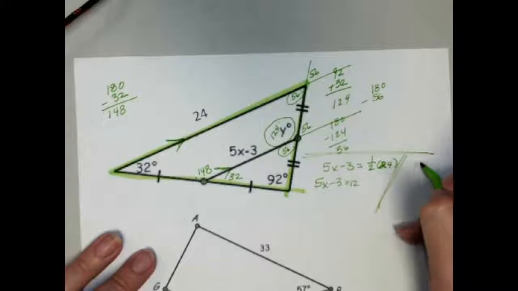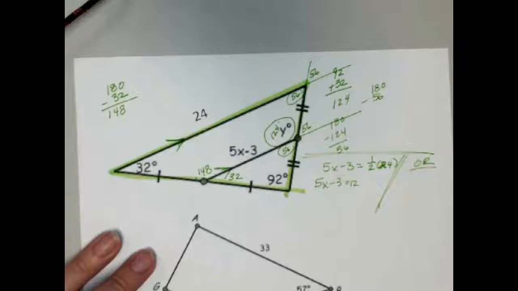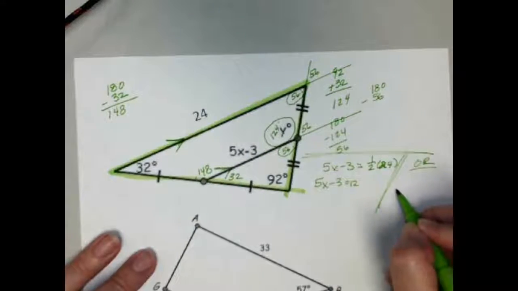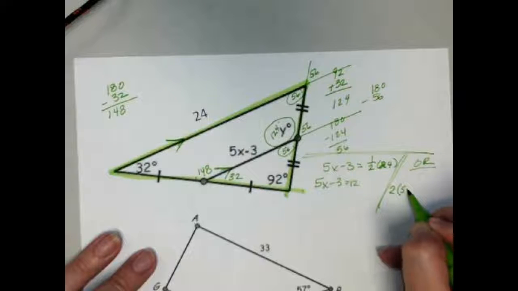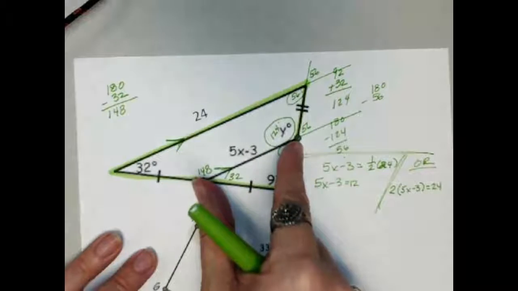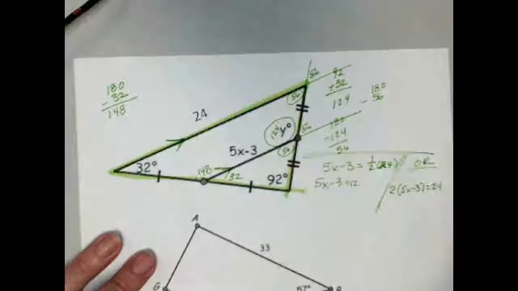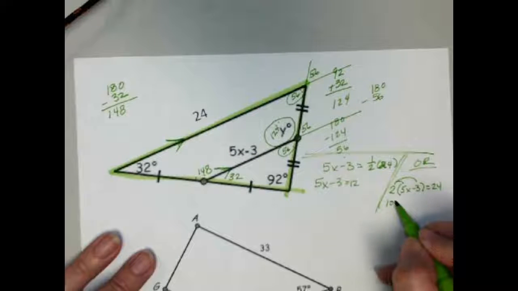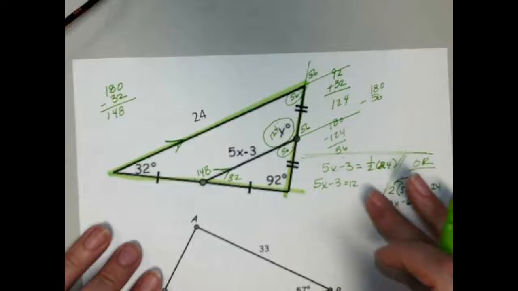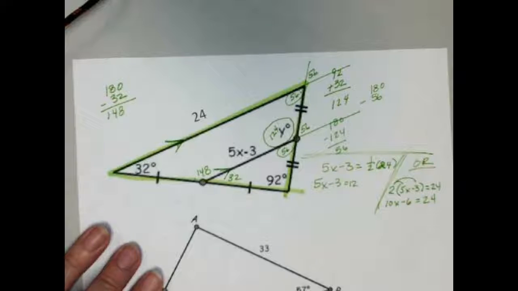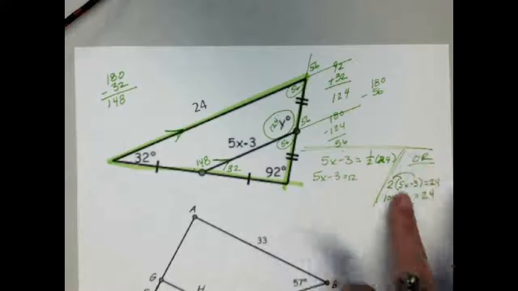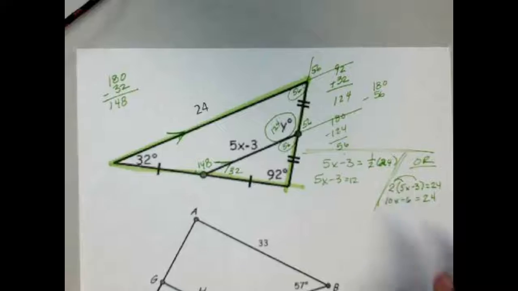Or sometimes it's more convenient to do it the other way. This part is 2 times as big as this part. So I could also write it like that. 2 times (5x minus 3) equals 24. This part is twice as big as this part. So if I do 2 times this part, I get that one. In this case, I'd need to distribute this to get this equation to solve. Both of those work, and sometimes one is easier than the other. So you'll need to finish one of these 2 equations here to finish solving for x on this one right here.